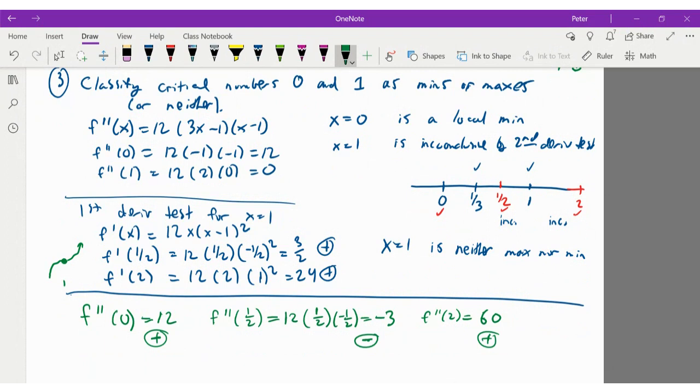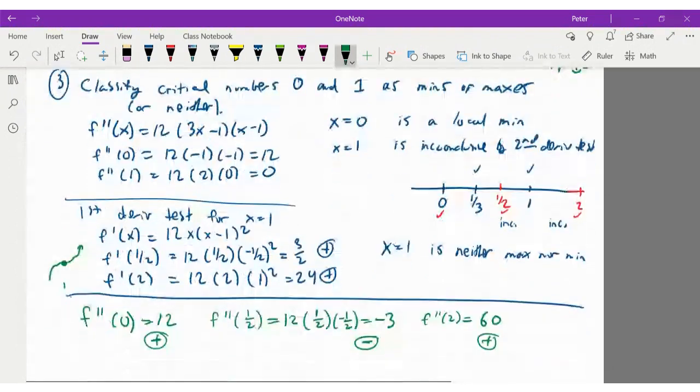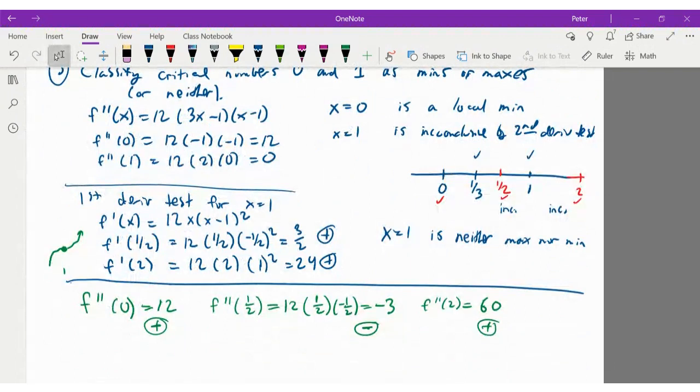Why is x equals 0 a local min? So what did we find here? We found that f double prime of 0 is equal to 12. That means that the function is concave up at 0, and that makes it a local min. That means that the shape of it is like that. Makes sense? Okay.